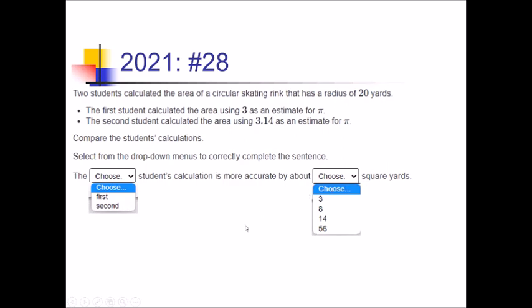So probably a good way to start this would be, since we're allowed to use calculators, figure out the true value, or at least a closer estimated value of the area. In general, we're using the formula area equals pi r squared. So for our true area, that's going to be pi, the actual pi, times 20 squared. And I'm going to do that on my calculator now.